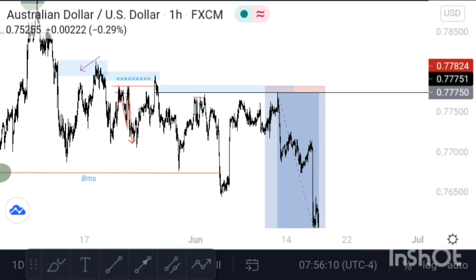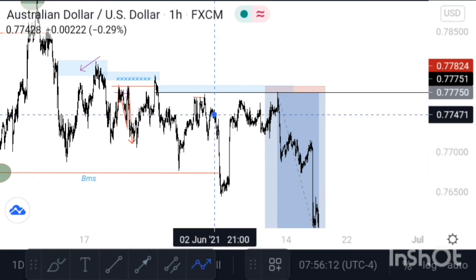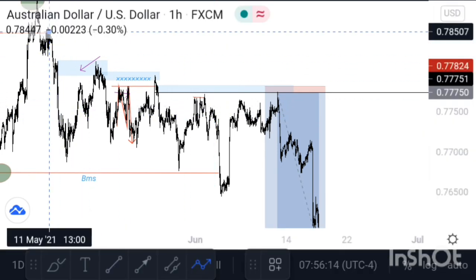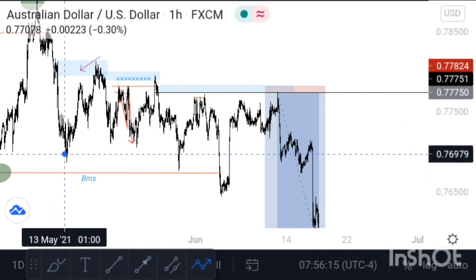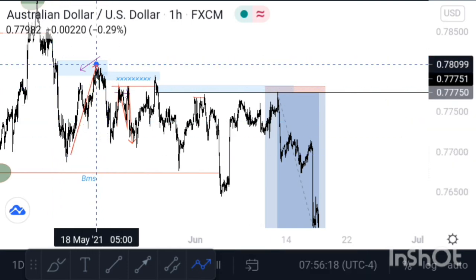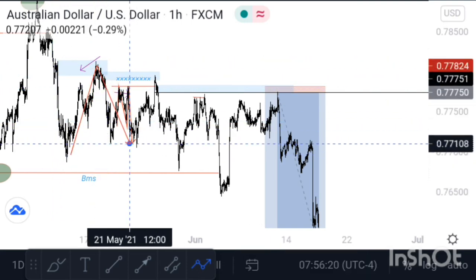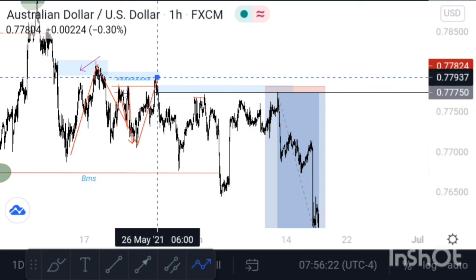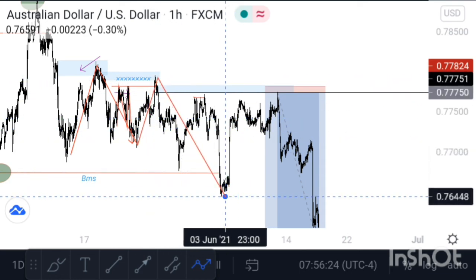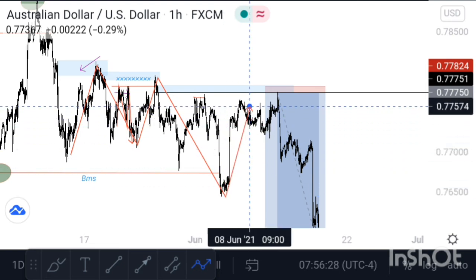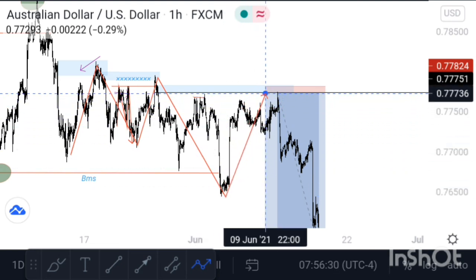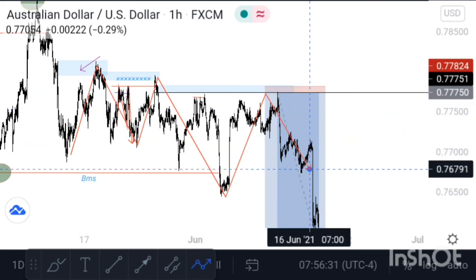But clearly, just look structure wise. We were making a lower high, lower low, lower high, and then lower low. So we need the market to go up and create a lower high so that we can go down.